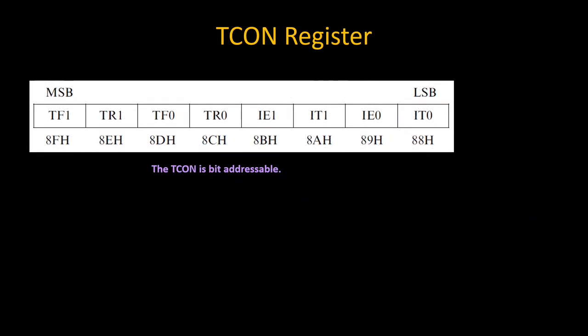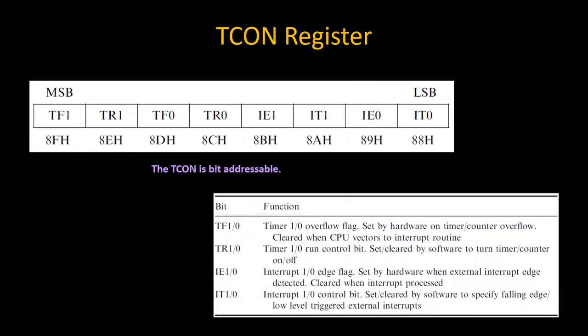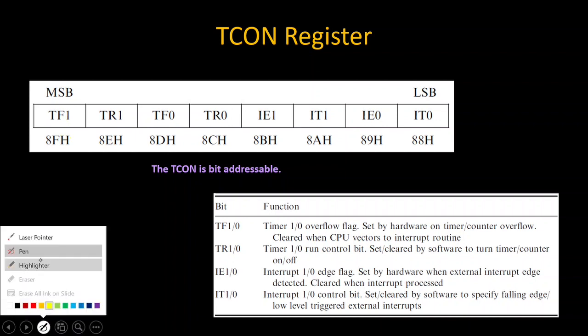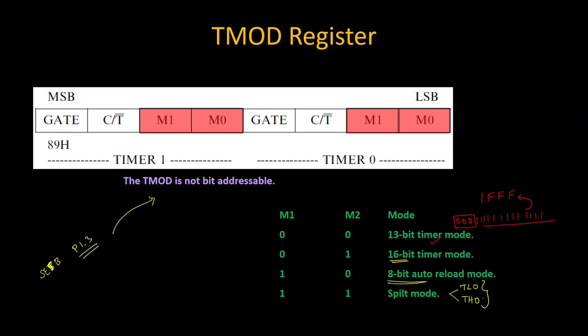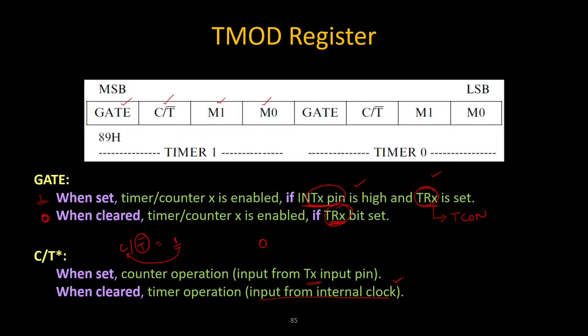Next, your TCON register. TCON register is bit addressable. So what are the memory locations given for those individual bits? We are having TF0, and we will see them one by one. So what are TF and TR? TR we have already seen in your previous slide itself, right? We have seen how this has to be operated.